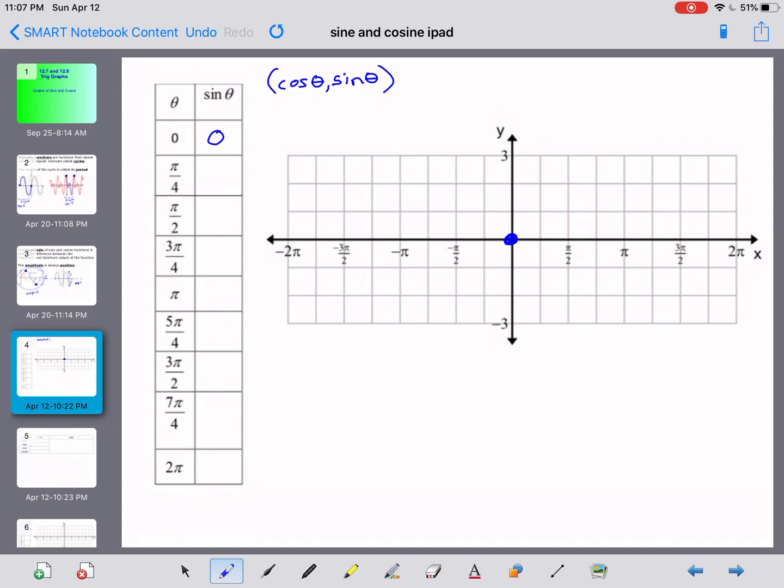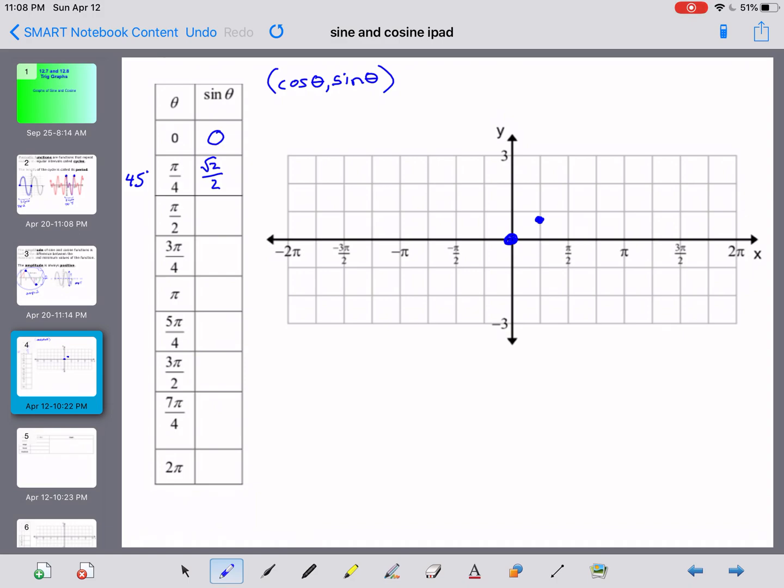So find pi over 4. Pi over 4 is 45 degrees. So what is sine of 45 degrees? It's root 2 over 2. Root 2 over 2 is about 0.71. All right, pi over 4 is this mark right here. You can't see where I'm pointing, but there's 0.71.